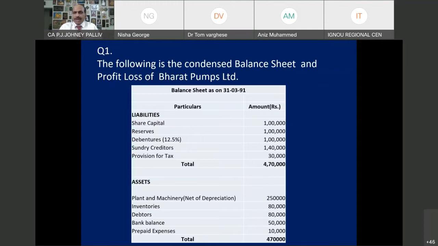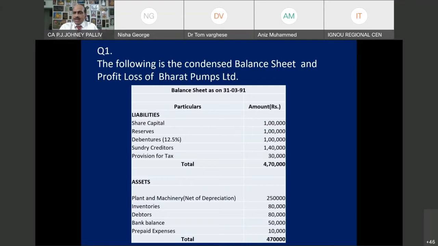Debenture means it is a bond. It is carrying interest. Debenture holders are not owners. It is money borrowed from the debenture holders, and it carries interest. Whereas share capital carries no interest. If there is profit, you can make payment of dividend. The sharing of profit is called a dividend.